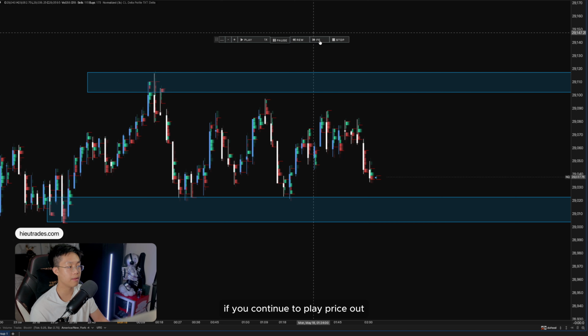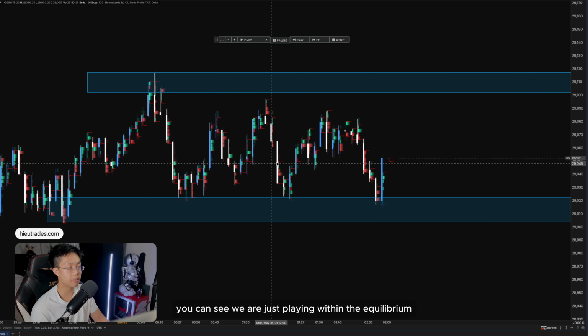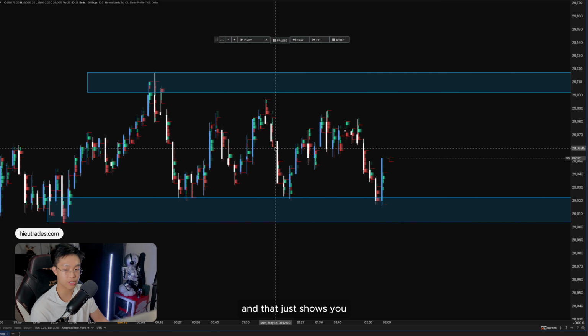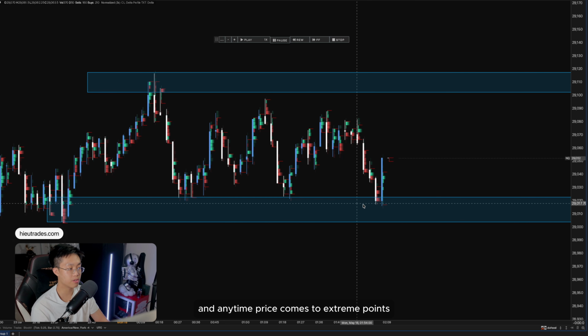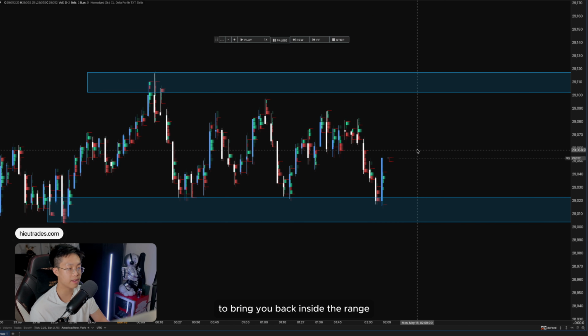If you continue to play price out, you can see we are just playing within the equilibrium of this level, and that just shows you price is extremely fair here. So this becomes a pretty solid range now. And anytime price comes to the extreme points, you would anticipate absorption followed by initiation to bring you back inside the range, because the market is most optimal here.